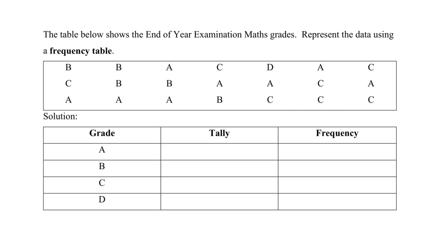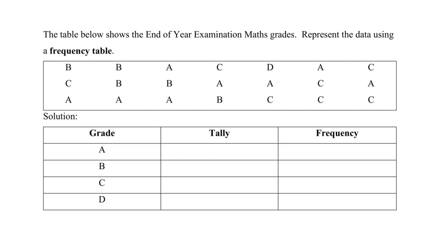The following table shows the end of year exam maths grades. Represent the data using a frequency table. So now I'm going to share with you how to do this. Now we have the 3 columns: the grade, which is the name of the class, tally, and frequency. I noticed that there are only 4 different grades. That means 4 different classes: A, B, C, D.